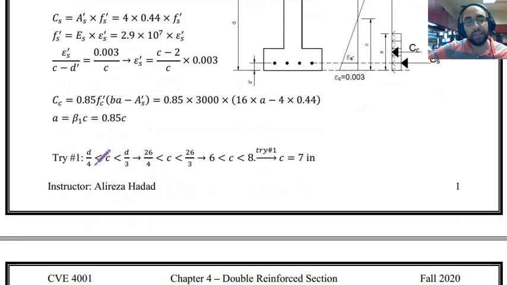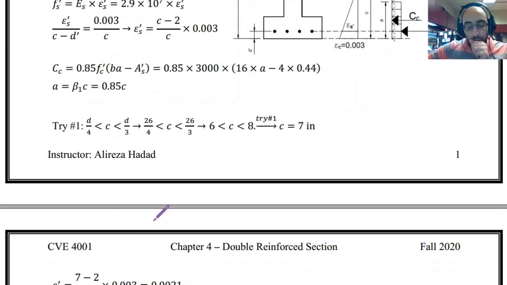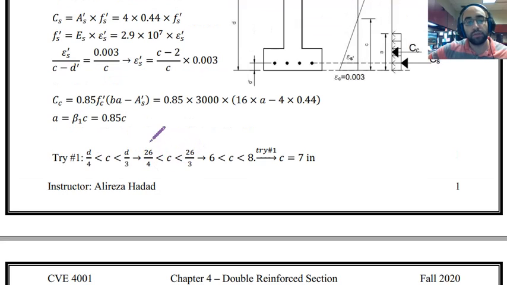So D is equal to 26 inches in this problem. D is defined from tensile reinforcement to the extreme compression fiber of the section. Excuse me. And 26 over 4 is equal to 6. 26 over 3 is equal to 8 point something. And a value between these two can be 7. So I'm going to pick 7 inches as the initial value for my C.